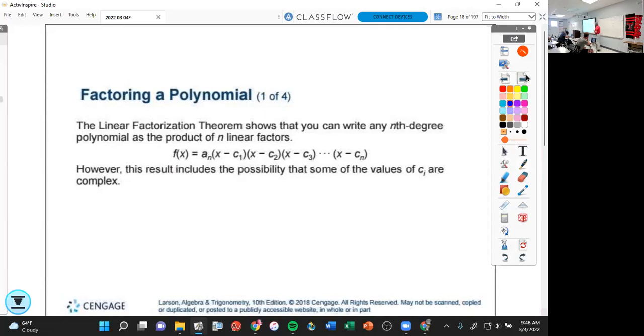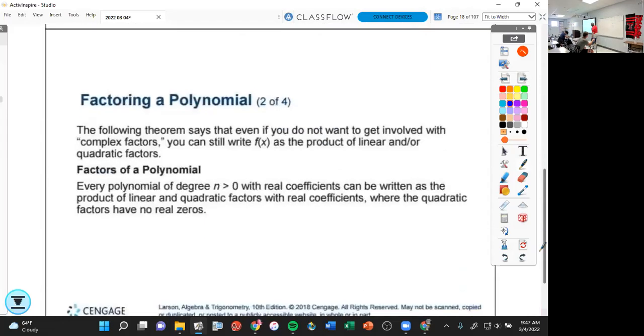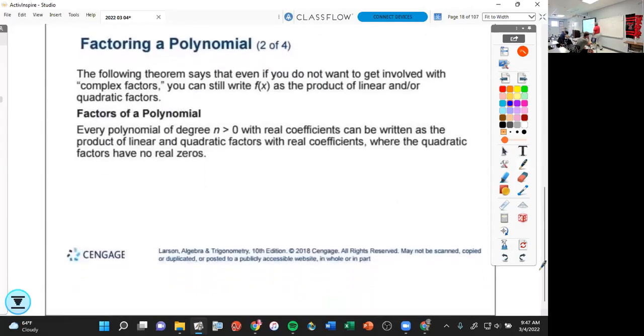However, this result includes the possibility that some of the values of Ci are complex, which we just saw in the last problem. And Matthew, this is where you see the x minus C1, x minus is always minus. Whatever zeros they gave you, it's always minus, okay? The following theorem says that even if you do not want to get involved with complex factors, you can still write f of x as the product of linear and or quadratic factors.